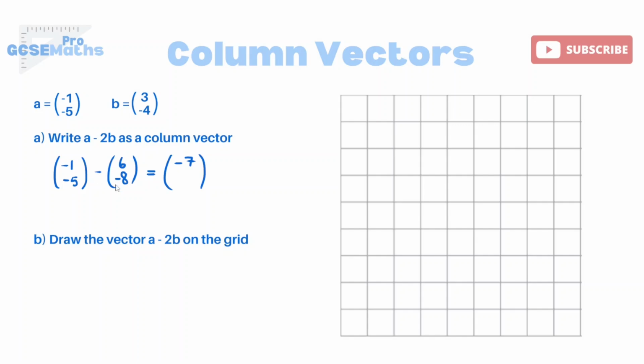And then at the bottom we've got minus 5 take away minus 8. So here we've got a double negative with the take away minus 8 part. So it's actually minus 5 plus 8 effectively, isn't it? So that would be positive 3. So we've got minus 7, 3 for part A.